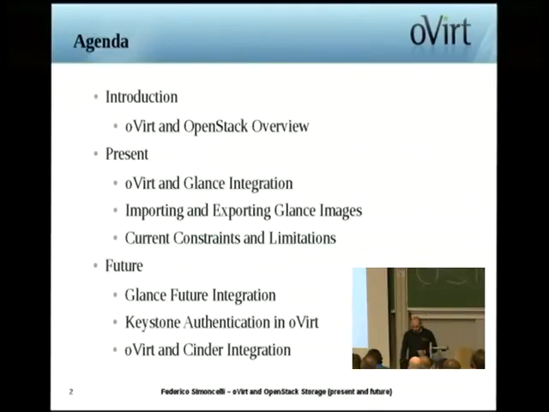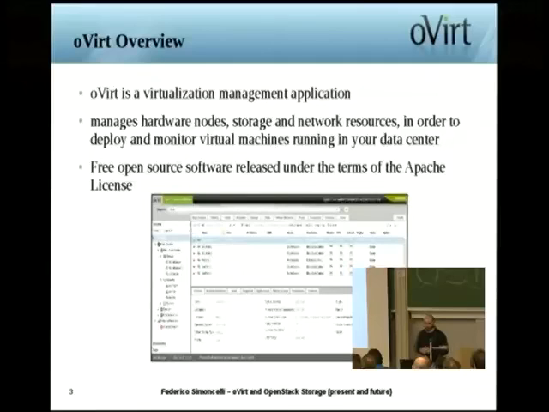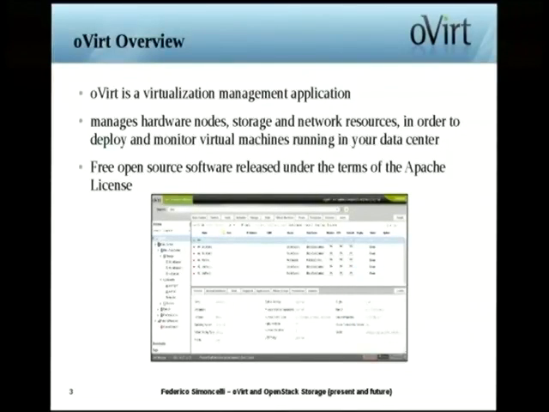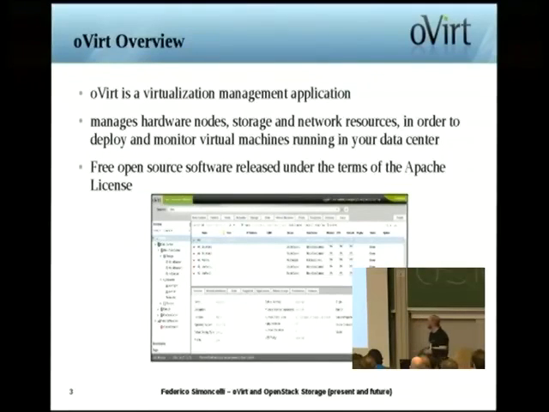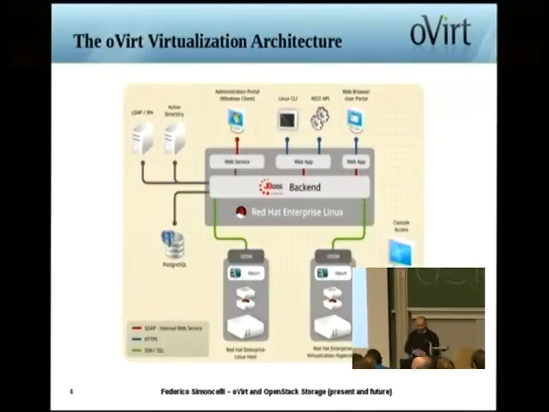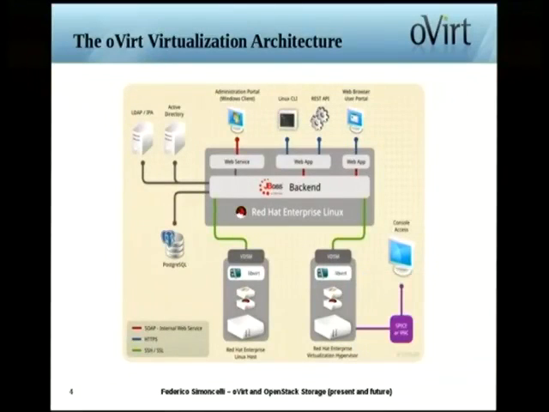So just to start, what is oVirt? This is the definition that you can find around pretty much everywhere. oVirt is the virtualization management application that manages hardware nodes, storage, and network resources in your data center in order to deploy virtual machines. Right? It's open source, released under the terms of the Apache license, and this is a quite old diagram that you can find, but we have some new things going on, but this is pretty much the idea.